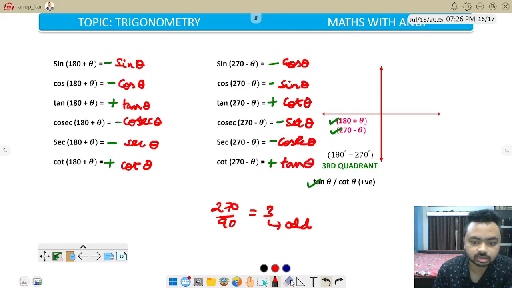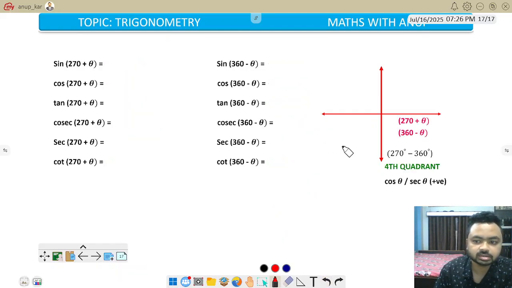Okay, I hope it is clear. It is very easy, right? Now it has become very easy after all the explanations. So now let's proceed to the last quadrant, that is the fourth quadrant. So it is 270 plus theta, 360 plus theta, and fourth quadrant.